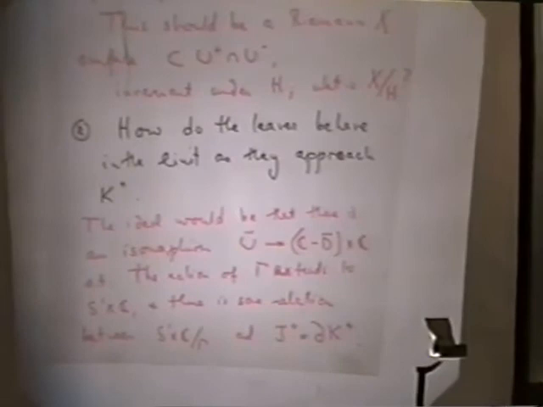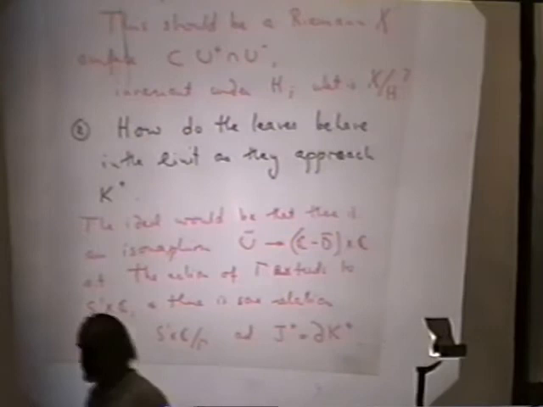Now, the other question is, since we understand U plus so well, why can't we just go to the limit and understand the boundary of K plus by approaching it from the outside? How do the leaves behave as you approach K plus? I'd like to make this question much more precise, and my much more precise version is the following.